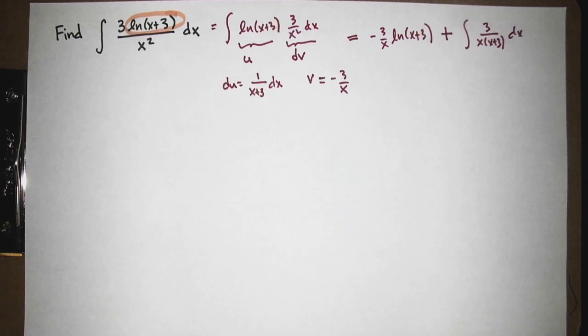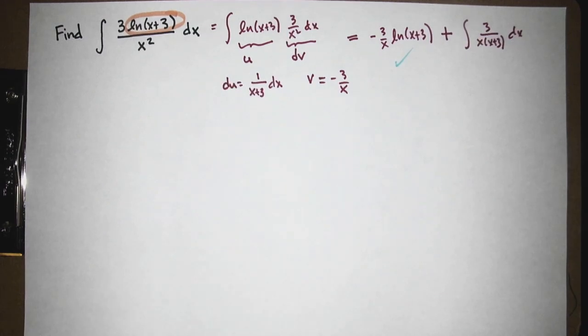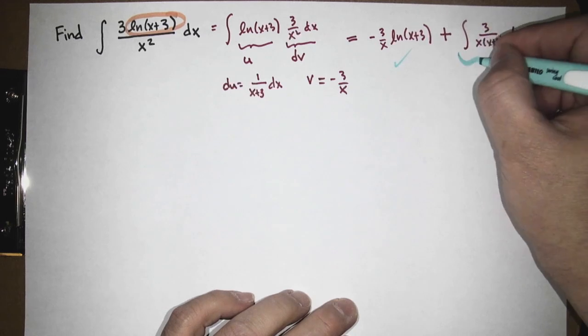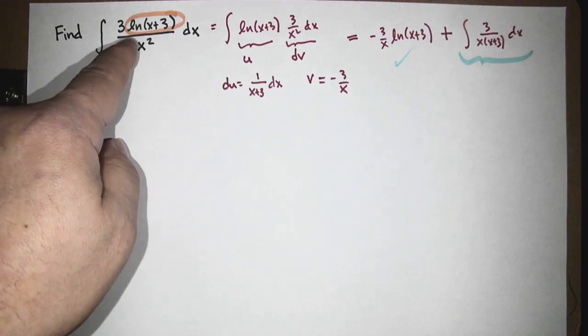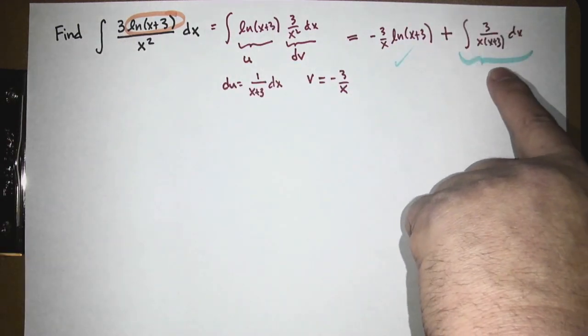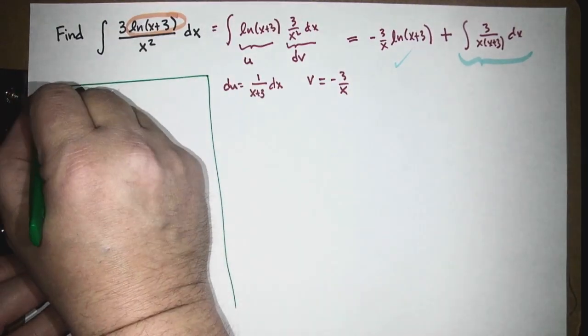So now what do we do? This part's done. We don't have to do anything with the minus 3 over x log x plus 3. We like that. We now have to think about this piece. 3 over x times x plus 3. What can we do there? Partial fractions. Yes! It didn't look like partial fractions at the start, but when we used a good technique, it became partial fractions. Woohoo! Okay, so we'll do some partial fractions work.